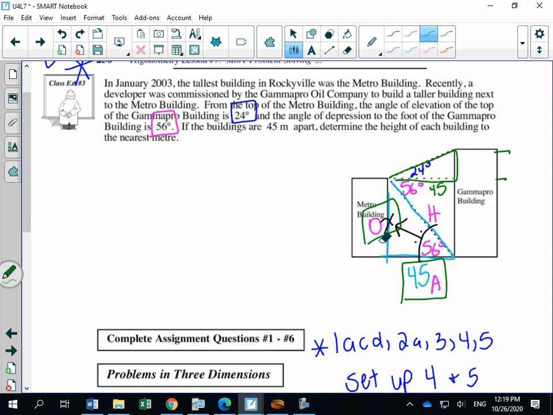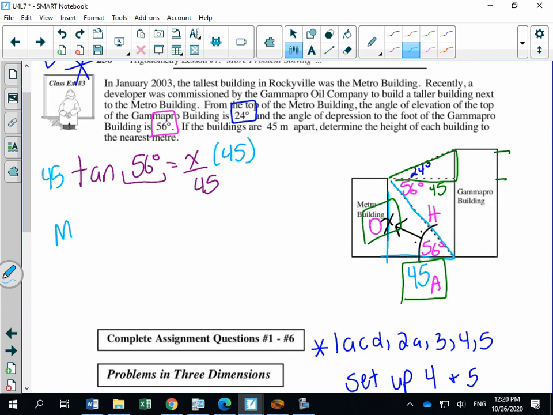So using this triangle here, I could calculate the height of the Metro. So O and A. Jimmy, what ratio do you want me to use? Tan. Jimmy, the tan of which angle? Yes, tan of 56 degrees is equal to O over A, which is X over 45. Times both sides by 45. And then I'm going to write that X is going to be the height of the Metro building. So instead of writing X, I'm going to write Metro building is equal to, let's figure out what the Metro is.